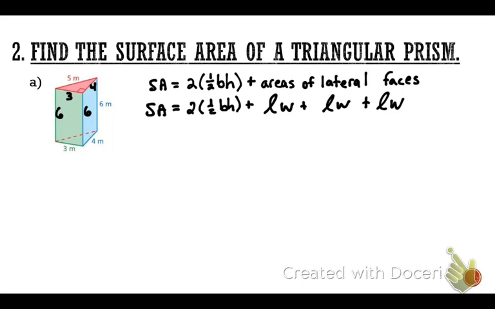Now we're going to be plugging some numbers in. So the surface area is 2 times half times base times height. If you're remembering the base, you've always got to look at where this little 90 degree angle is. At the bottom of the 90 degree angle is going to be your base. So this down here is the base. We're going to multiply it times 3. And then the height is always the other part that forms that right angle right there. So our height is going to be 4. Plus, now we've got to look at our length times the width. Each of them are probably going to be a little bit different.